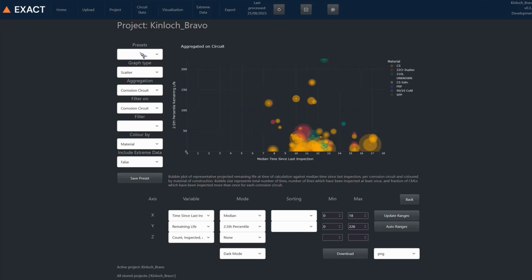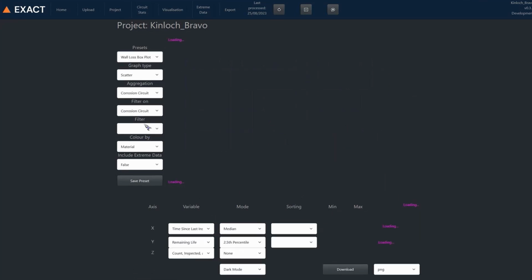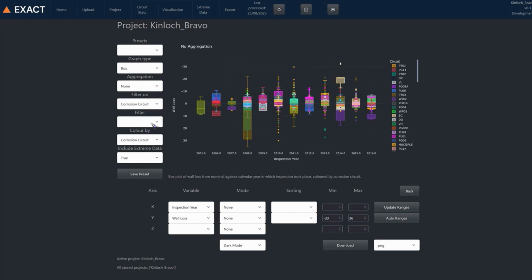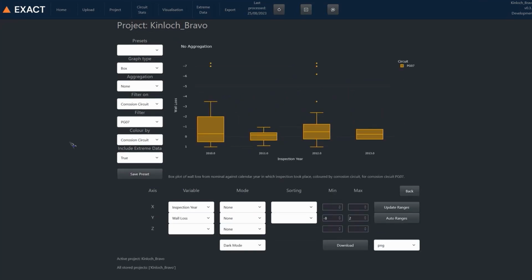So what I'm going to do there is look first at the box plot of this circuit. I'm going to filter the box plot here. This is wall loss by year on PG07, which I should add, and I probably should have said this before, is a dry, it's a wet gas but a high temperature wet gas circuit. What we see here is that aside from a few little outliers of actually high wall thickness and low wall loss, above nominal wall thickness, things are looking pretty consistent over time. So that's actually very good.